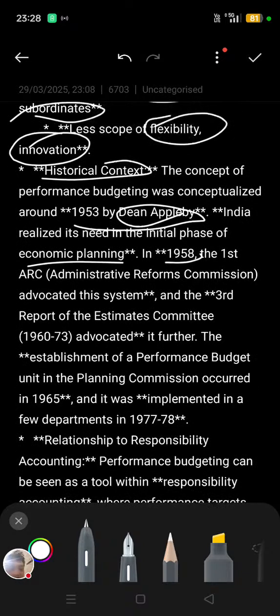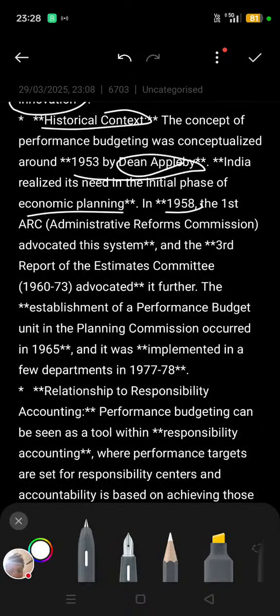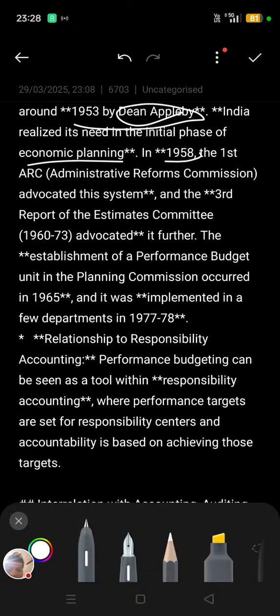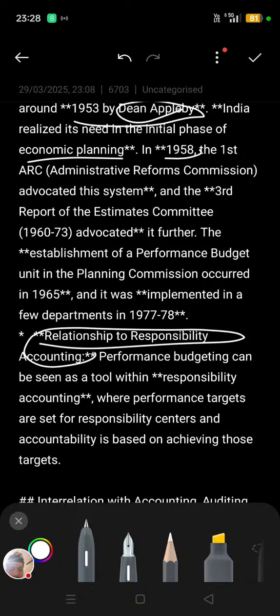The establishment of a performance budget unit in the Planning Commission occurred in 1965, and it was implemented in a few departments in 1977-78, like in science and technology. So, first in the Department of Science and Technology. Then relation to responsibility accounting. Performance budgeting can be seen as a tool within responsibility accounting, where performance targets are set for responsibility centers and accountability is based on achieving those targets.